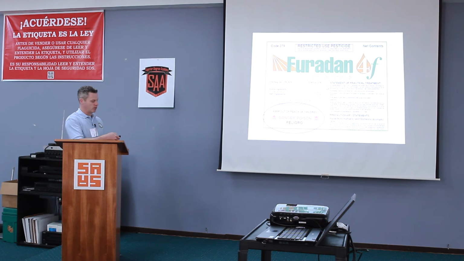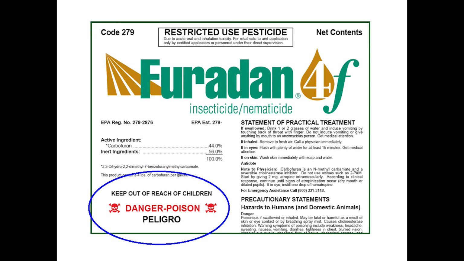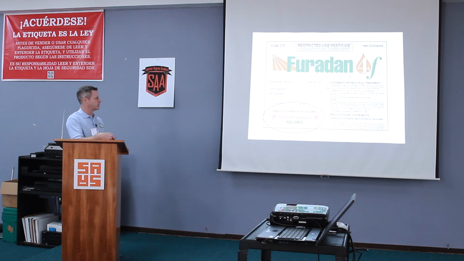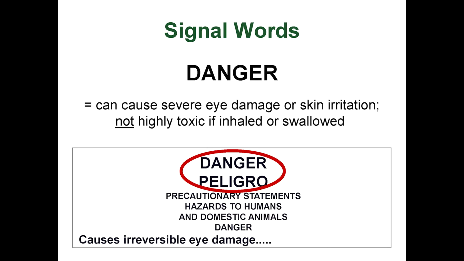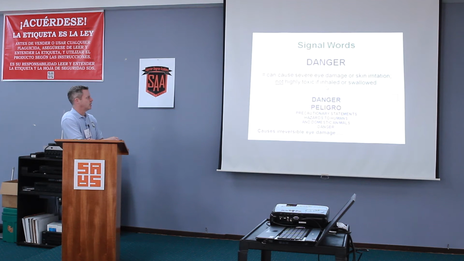So in this example, this is a restricted use pesticide you can see here, and it's got the keep out of reach of children with the danger-poison, which is in English and in Spanish. Then just the signal word danger indicates that the toxicity can cause severe eye damage or skin irritation, but it's not highly toxic if inhaled or swallowed.